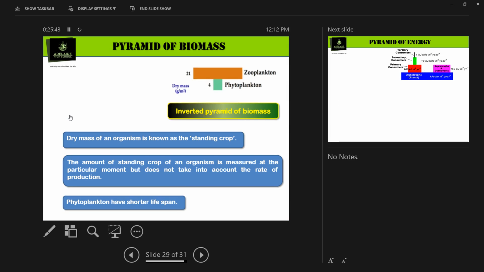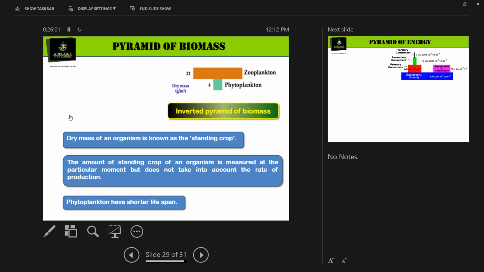This is another one. Another skinny leg supporting a big body. Inverted pyramid of biomass. What we are trying to say in this particular case here is that the phytoplankton is only showing a particular dry mass at the particular time, and this is usually during winter.